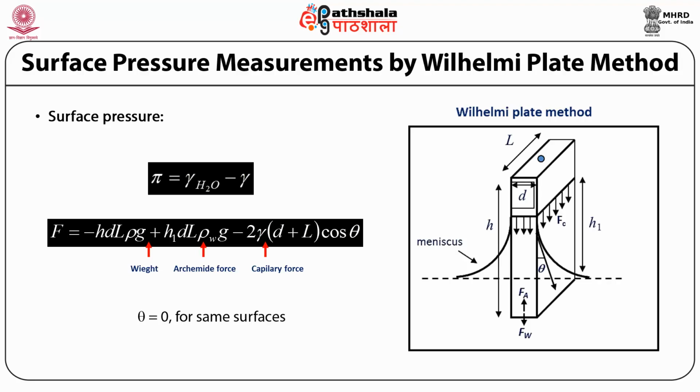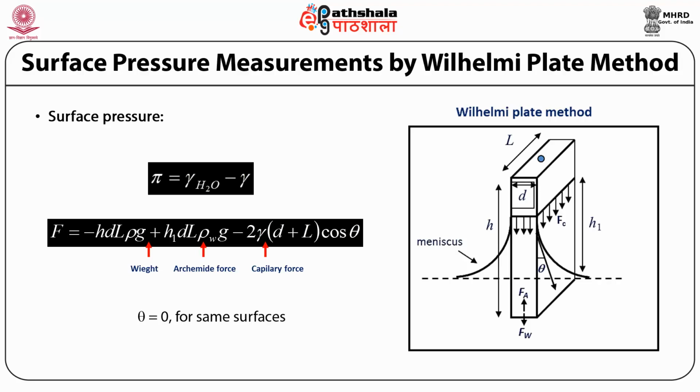On the right hand side, this equation shows what kind of forces are working on this plate. There is the weight of this plate, which is always working downwards. The next is the Archimedes force, which is working upwards. It's the buoyancy. And the capillary force is also pulling it down, as you see, this FC on the right hand side of the figure.